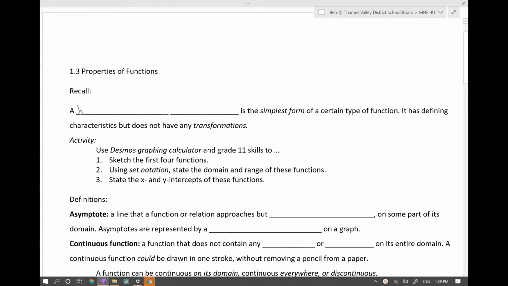First of all, a base or a parent function is the simplest form of a certain kind of function. It will have the defining characteristics of that type of function, but it won't have any transformations applied to that.